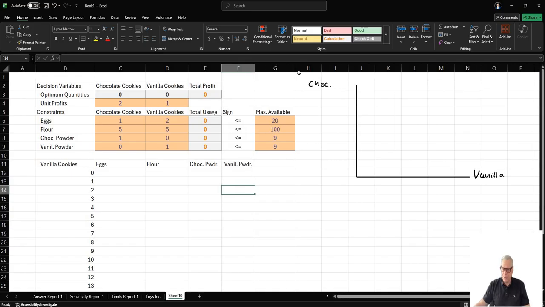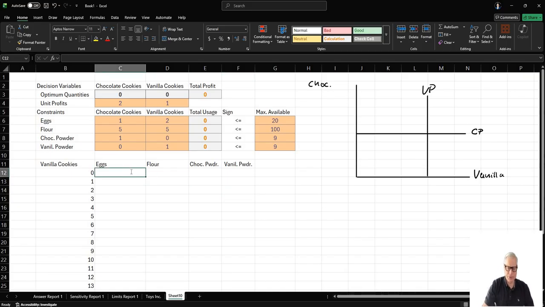So they're a little bit different in the sense that we don't have more than 9 units of chocolate powder, so that means we have to have here a horizontal line for chocolate powder, and for vanilla powder the limit is a vertical line. So that would be vanilla powder. And eggs and flour are negatively sloped.